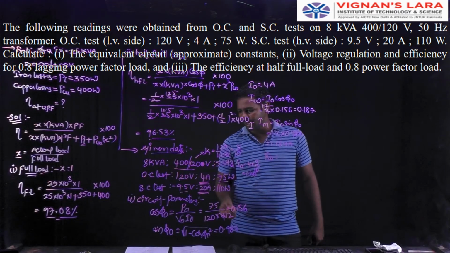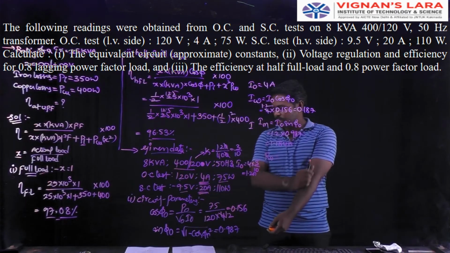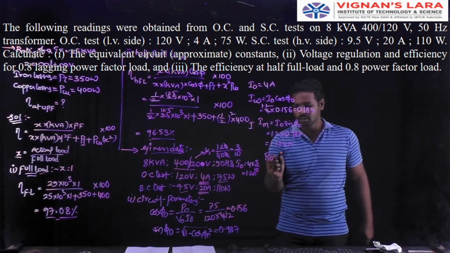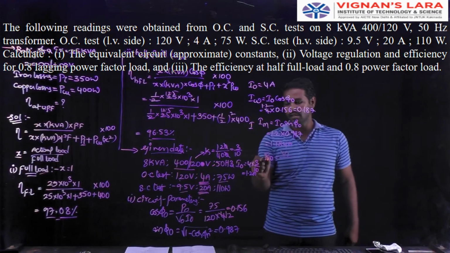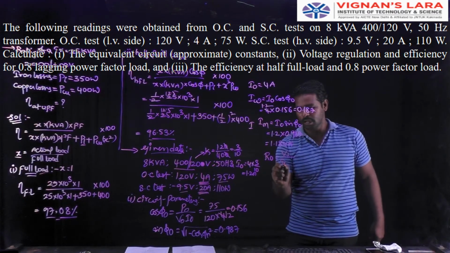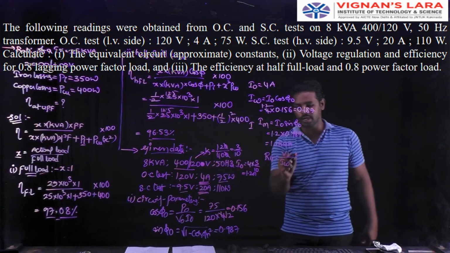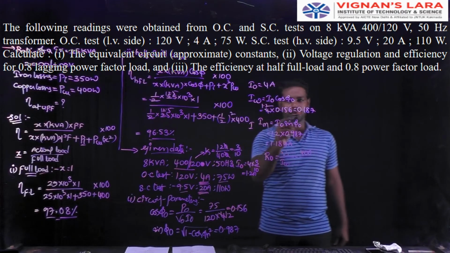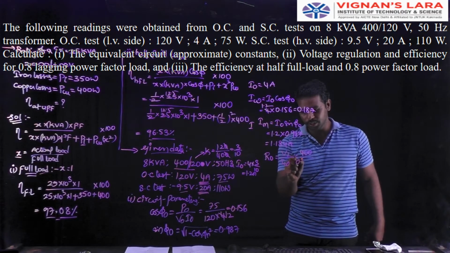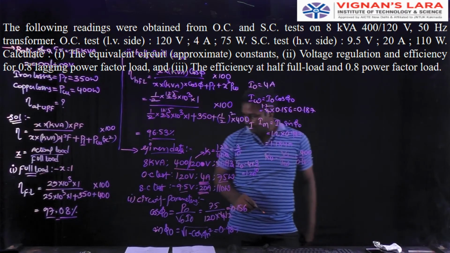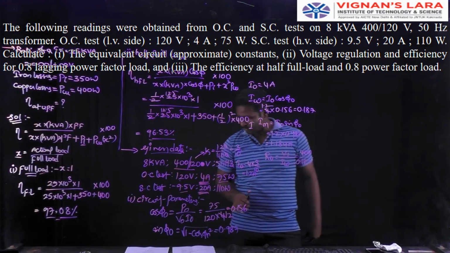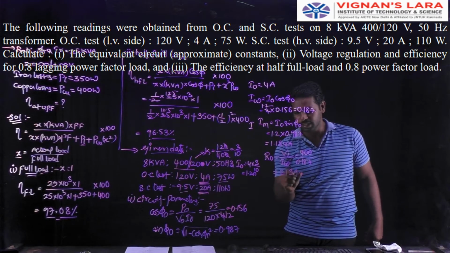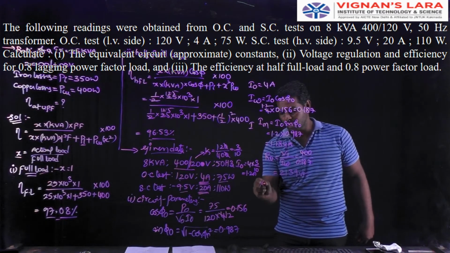R naught is equal to V1 divided by IW, that means input voltage or primary voltage, which is 400 volts. So 400 divided by IW, which is 0.187, is equal to 2139 ohms.